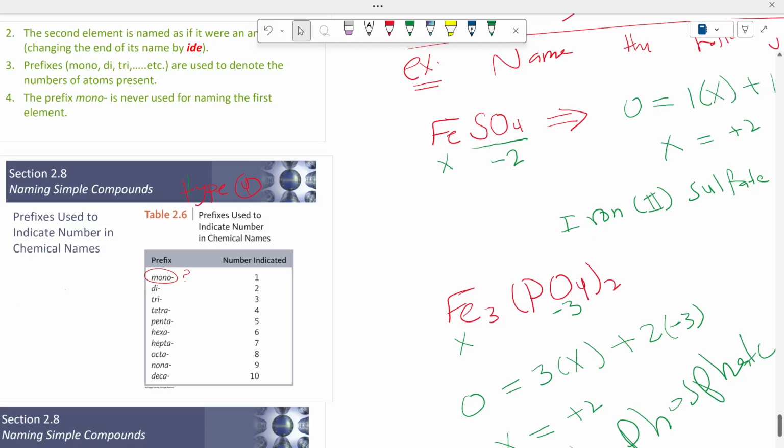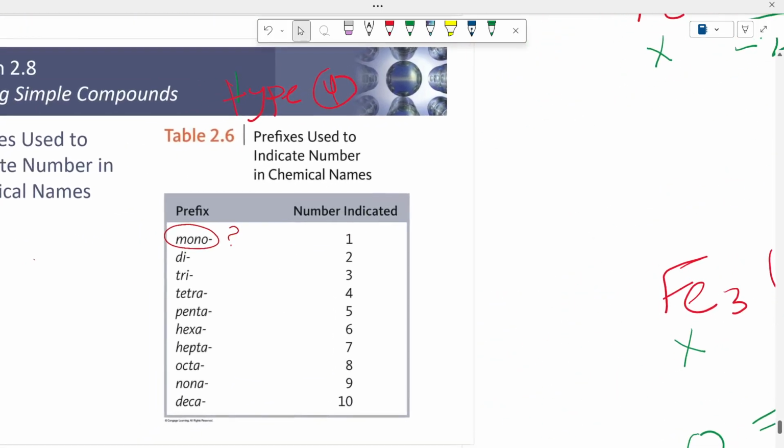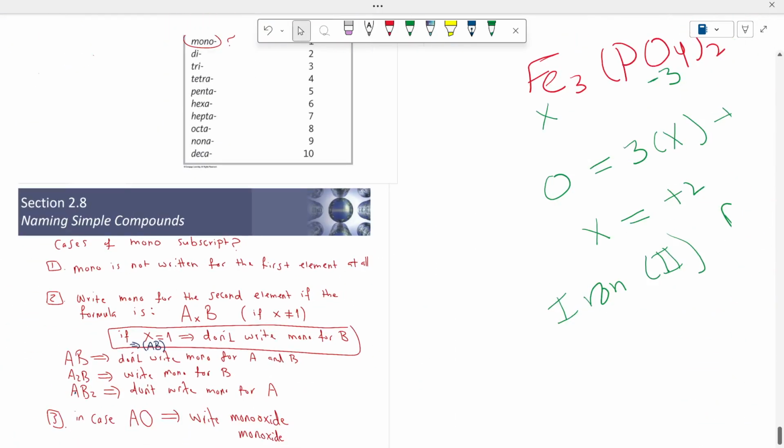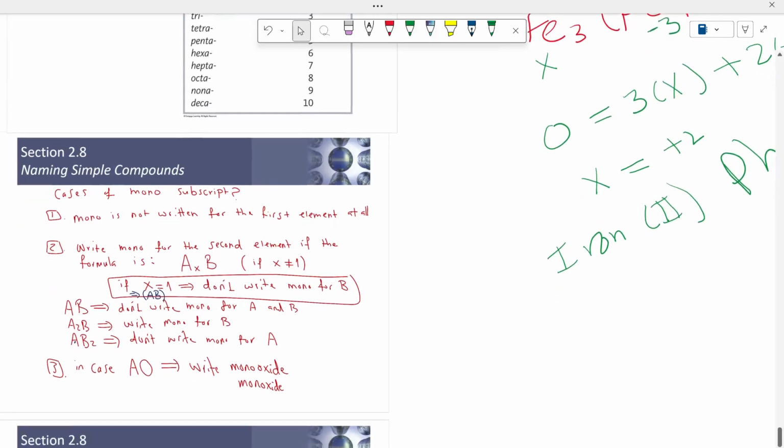Here we have to take into consideration one important detail, which is the mono. If the subscript is 1, sometimes you should write mono, sometimes you should not. While if the subscript is 2 or more, in all cases you should write di, tri, tetra, penta, hexa, hepta. We don't have a problem if the subscript is more than 1. The problem is when the subscript is 1, because there are different cases. Some cases, again, you should write mono. In other cases, you should not. So here we wrote cases of mono.